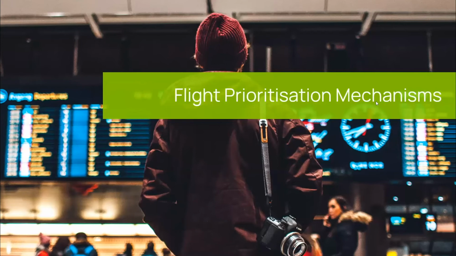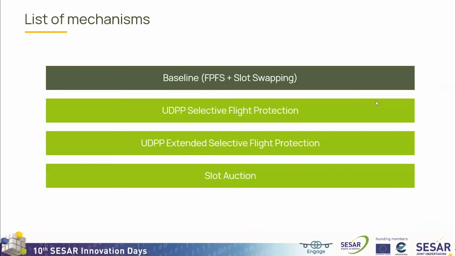Now I will talk a little bit more about the flight prioritization mechanisms that we have implemented. This is the list of the mechanisms that we have selected for implementation in our model. First, we have a baseline that includes first planned, first served plus slot swapping. Then the UDPP selective flight protection. Then the UDPP extended selective flight protection. And finally, a slot auction.